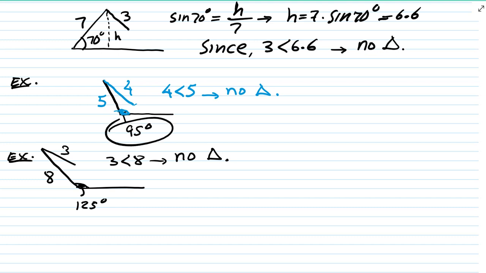What's important is that we have an obtuse angle, and the side opposite the angle in both cases is less than the known side, the other given side. All right.